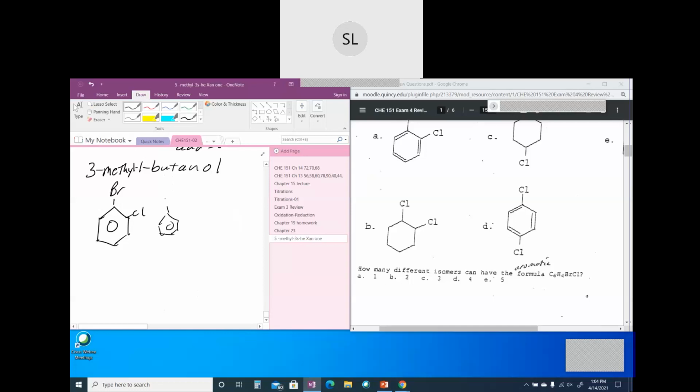Also means you can put the bromine here and you can put the chlorine here, which also means you could put the bromine here and the chlorine here. All right, and so you can put it in the ortho, the meta, or the para position. So there are just the 3 different isomers when you have 2 groups coming off of a benzene ring, and that is the ortho, the meta, and the para.